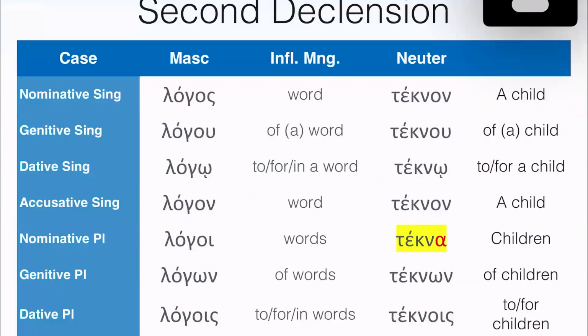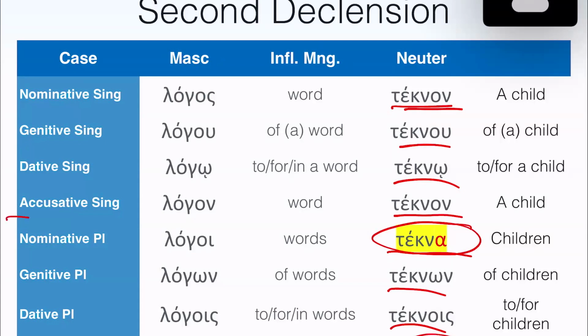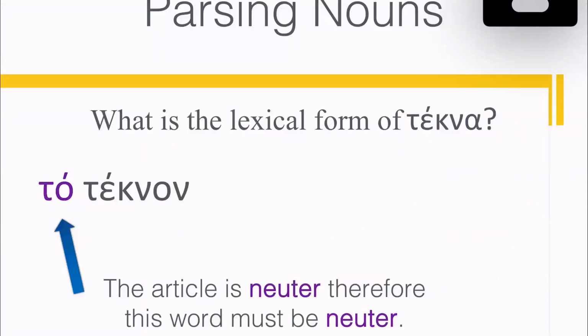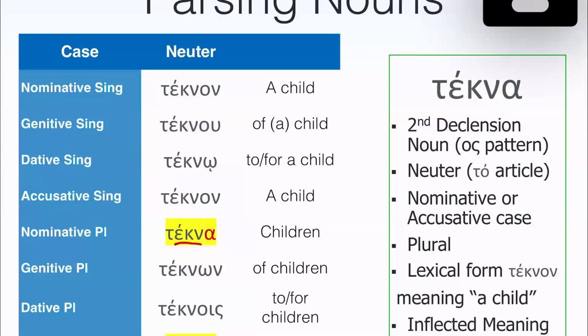So I can now go to my pattern. There it is: teknon, teknou, tekno, teknon, tekna, teknon, teknois, tekna. Tekna, tekna. Okay, so it must be plural. But look, the nominative and the accusative are identical. So tekna can technically be nominative plural or accusative plural. So lexical form, teknon. This is a neuter word, and it has two options.